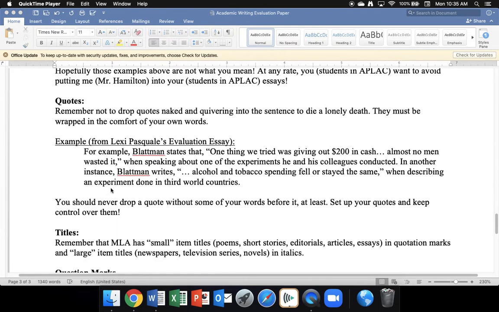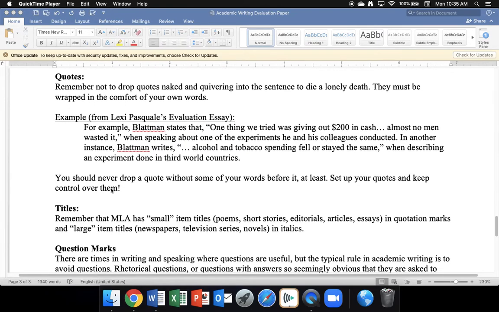Now, when it comes to quotations, the key rule is to not drop quotes naked and quivering in the sentence to die a lonely death. They need to be wrapped in the comfort of your own words. And this is pretty critical to sounding academic, to fitting the genre that you're trying to write in. You definitely want to make sure that you have control over those quotes.